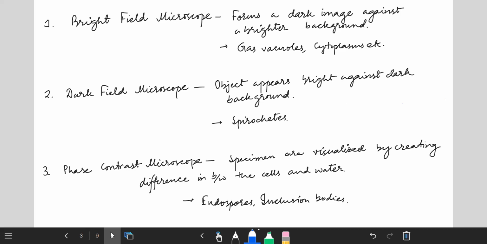In phase contrast microscope, specimen can be visualized by creating a difference in contrast between the cells and the water, and it converts slight differences in the refractive index and cell density into easily detectable variations in light intensity. This kind of microscope is used to study microbial motility, determine the shape of living cells, and detect bacterial components such as endospores, inclusion bodies, etc.